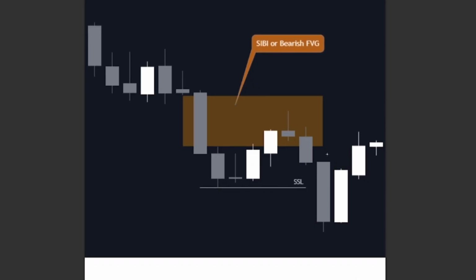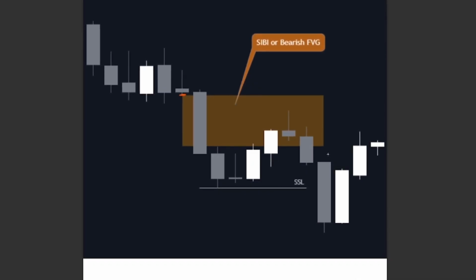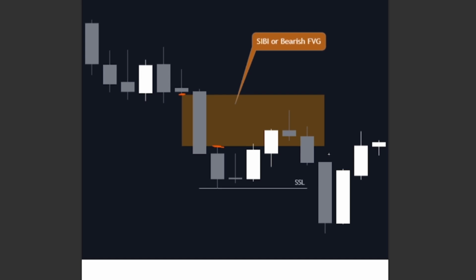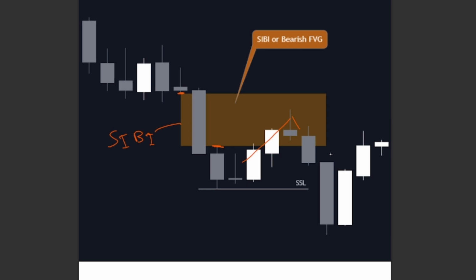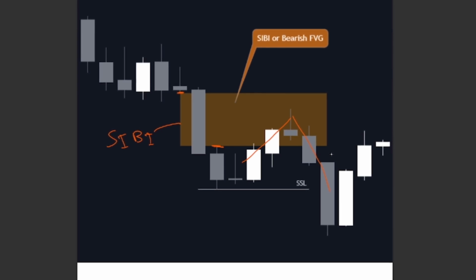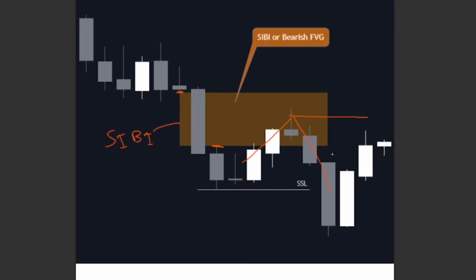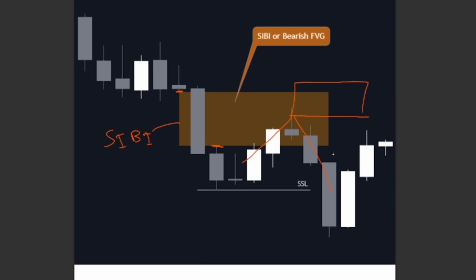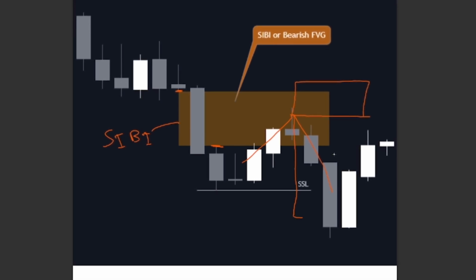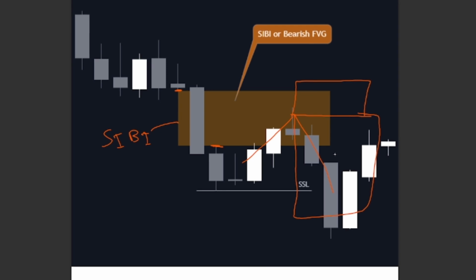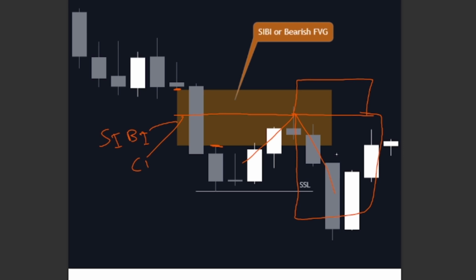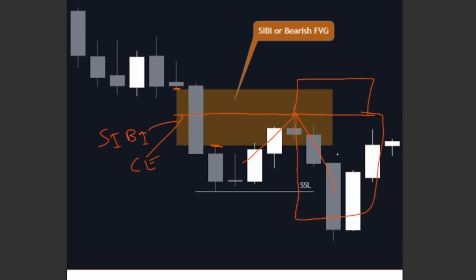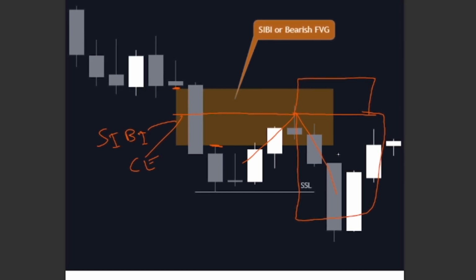So here you can see we took the first candle low and the third candle high and marked a SIBI. So when price retested it again and gave us a reaction, we took shorts. So if you had placed a short here with a stop loss above here somewhere, and targeted new lows, you would have a profitable trade. So you can also see that the 50% level, that is the CE, is also respected in this fair value gap. So I hope everything is clear.